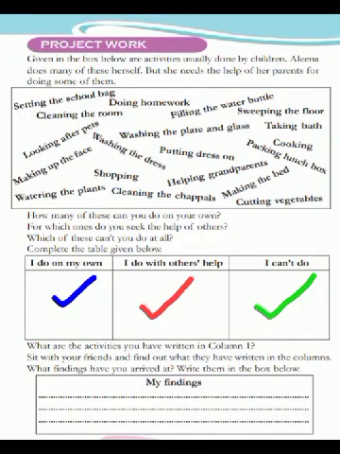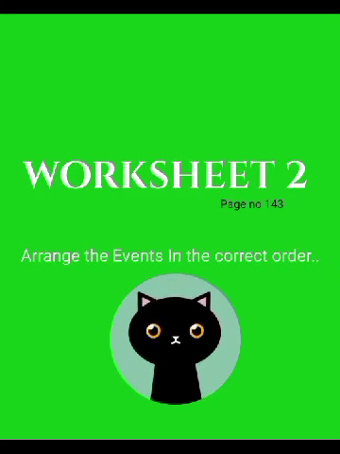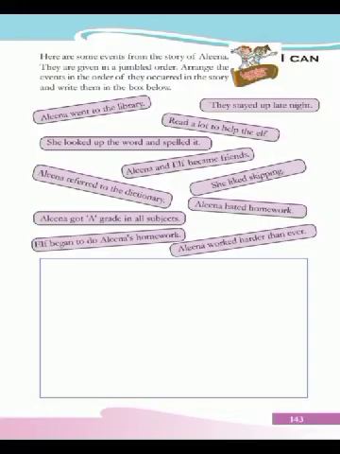Okay. Next, we move to the next worksheet on page number 143. You have a worksheet. Here are some incidents from the story of Aleena. They are given in a jumbled order. Jumbled order means they are in disorder.